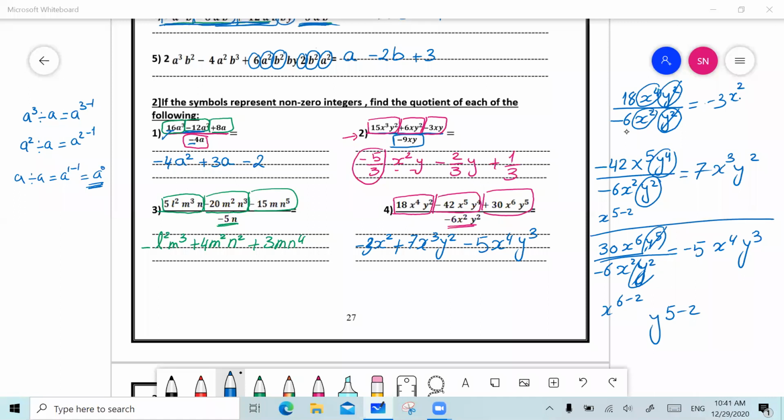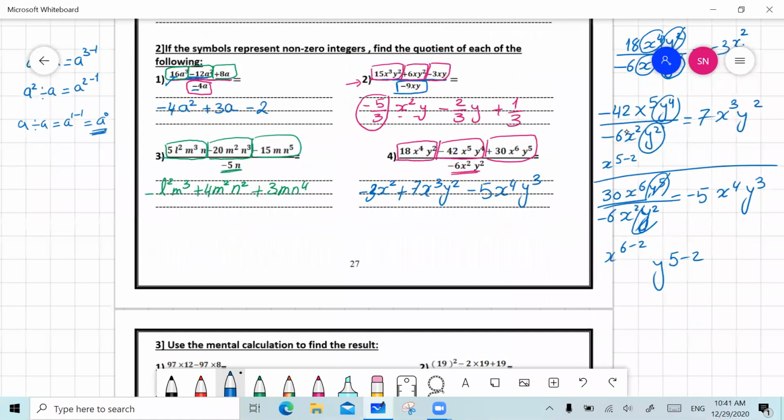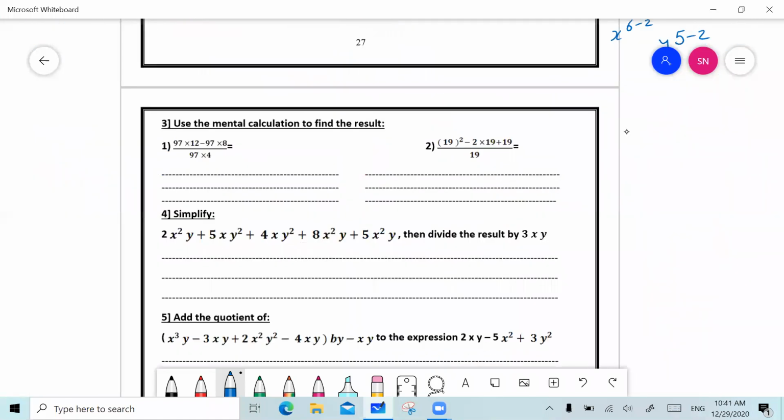Is it clear now, prep 1? Please, if you have anything in this page unclear, write in the chat. Okay, so let's go now for page 28.